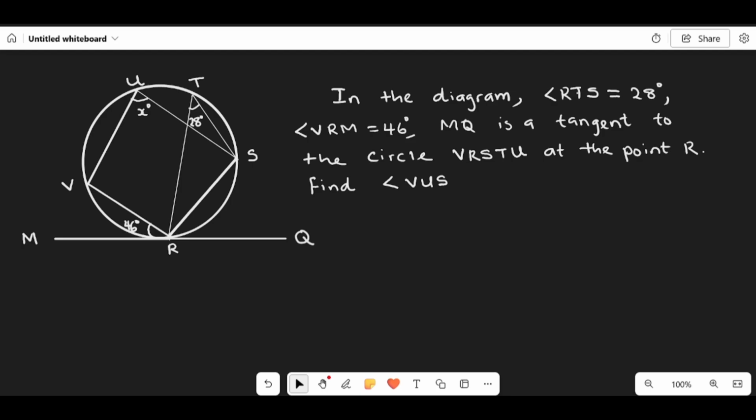In today's lesson, we are going to solve a circle geometry problem using three very important ideas: alternate segment theorem, angles on a straight line, and opposite angles of a cyclic quadrilateral. If you understand this solution, many exam questions will become very easy for you.